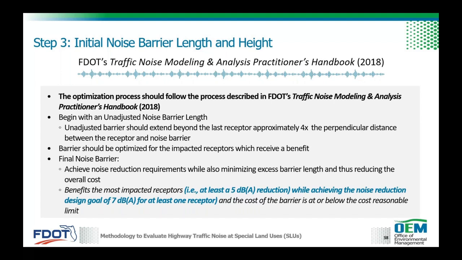When optimizing the length of the barrier, only impacted receptors that are benefited should be considered when dropping panels. The optimized noise barrier is required to provide at least a 5 decibel reduction, and at least one receptor must meet the noise reduction design goal, which is a 7 decibel reduction. The goal is for the final noise barrier to benefit the most impacted receptors while achieving the noise reduction design goal of 7 decibels for at least one receptor, and the cost of the barrier is at or below the cost reasonable limit.